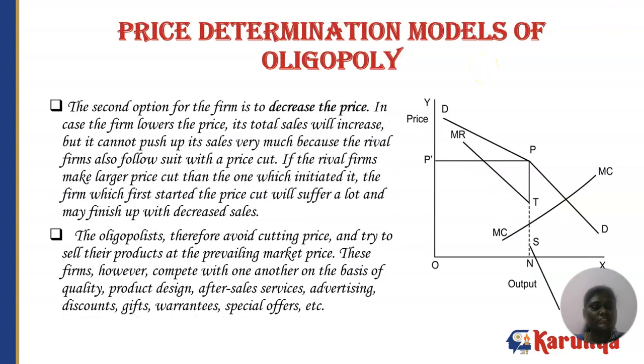The second option is decreasing the price. In case the firm lowers the price, its total sales will increase, but it cannot push up its sales very much because the rival firms also follow suit when there is a price cut. So they have to follow the price cut policy. If the rival firms make a larger price cut, then the one which initiated it will automatically face a decrease in sales as well as losses.